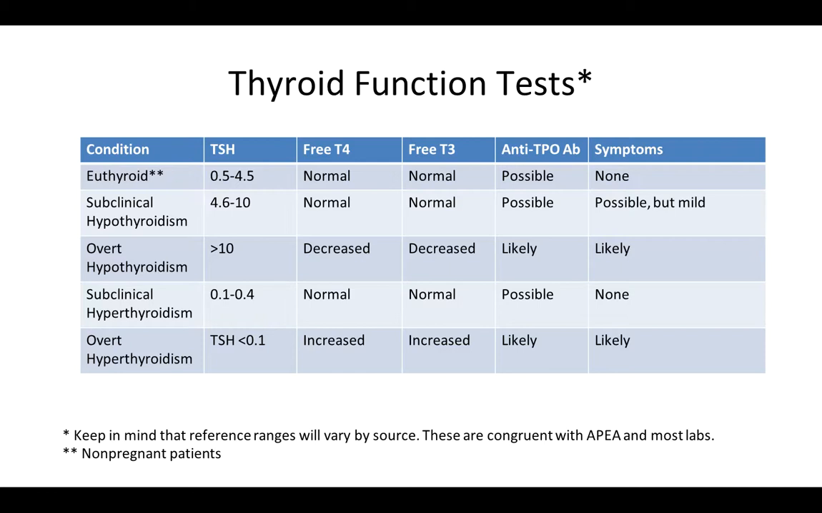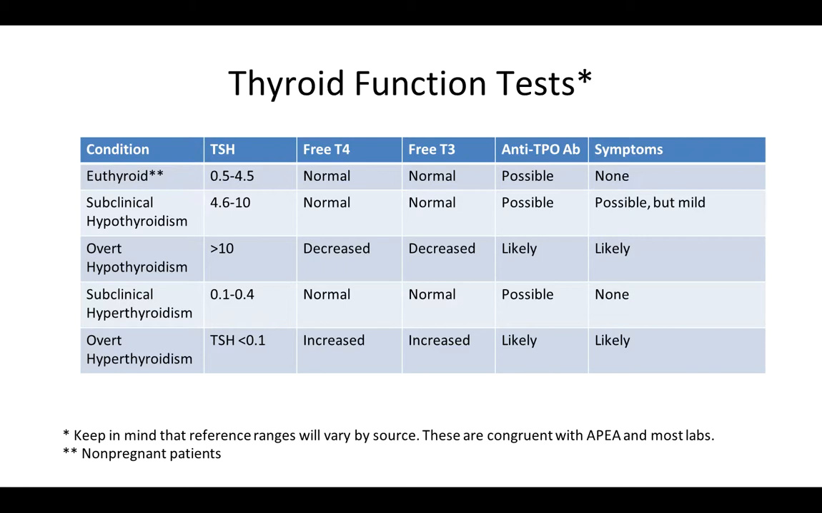Their free T4 and free T3 are still in the normal ranges. Remember that TSH has to change a lot for those to change. It's possible for them to have those antibodies, and they may report some symptoms, but typically we don't buy into the symptoms too much because, again, their thyroid hormone levels are still normal.